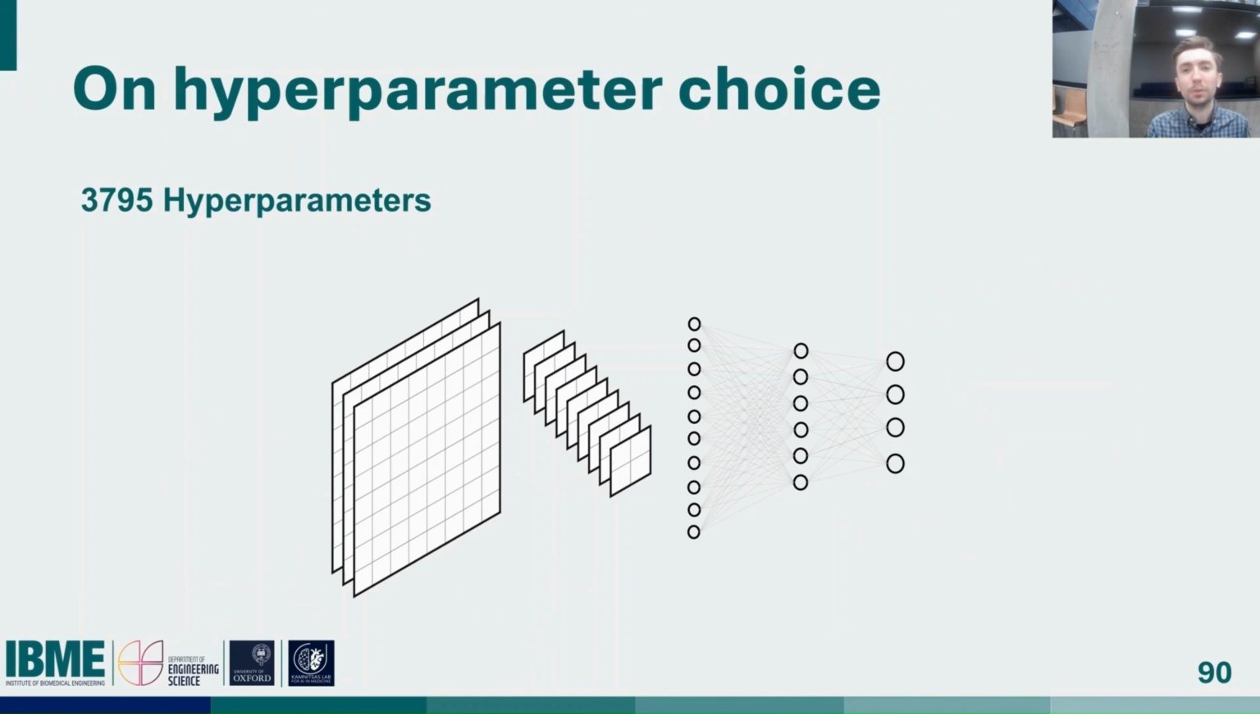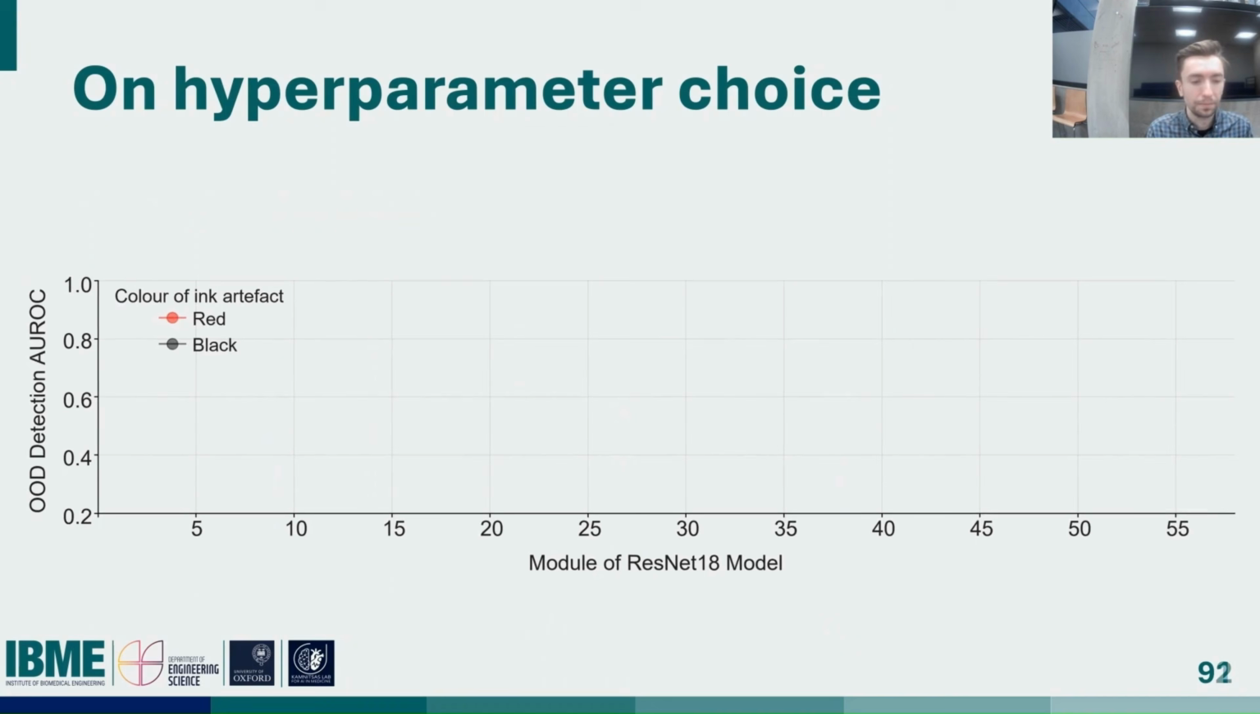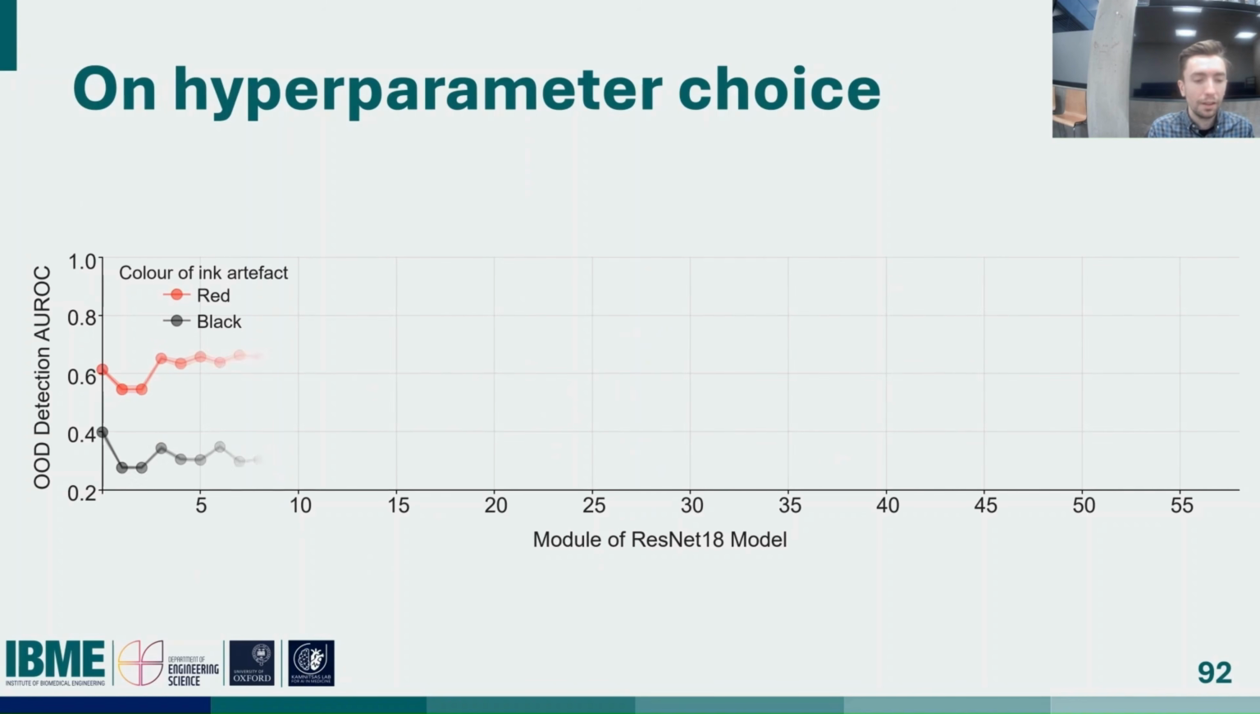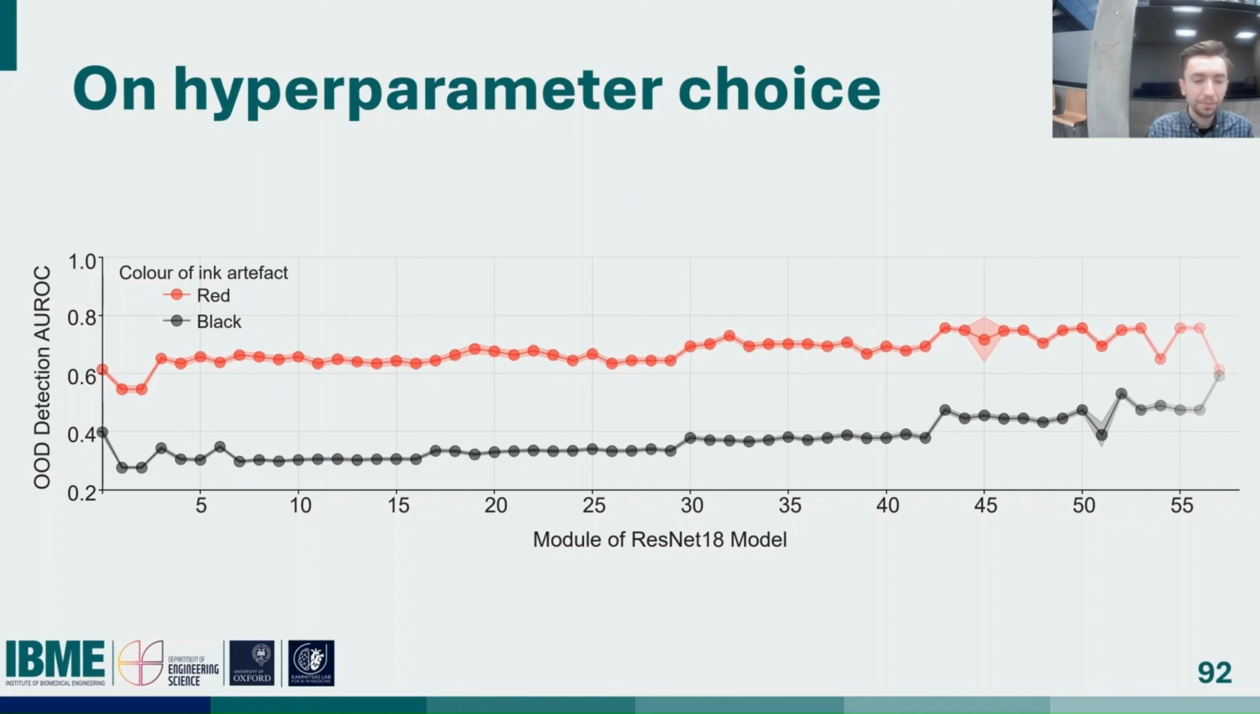As mentioned before, we studied a large number of hyperparameters. For example, whether a feature-based method is applied at an early layer or a later layer in the network. But why did we do this? Well, let's plot the hyperparameter results for the Mahalanobis score for red ink and black ink, where the x-axis here represents the layers of the ResNet.